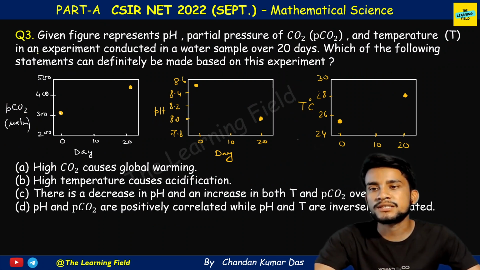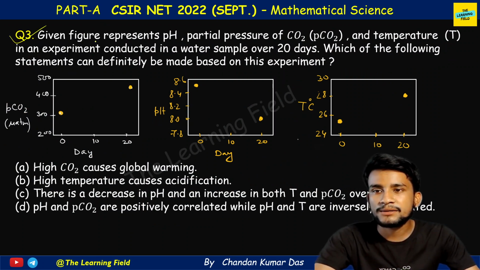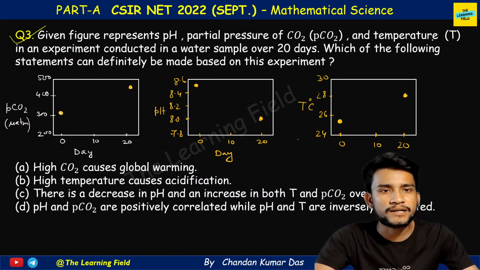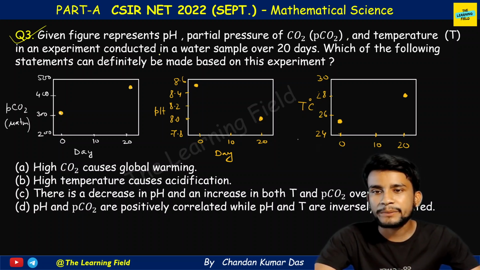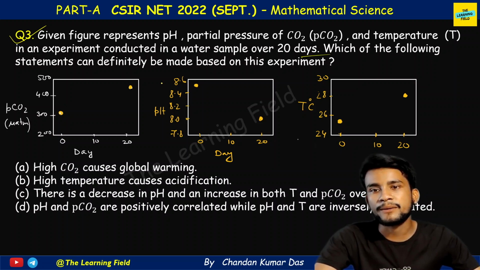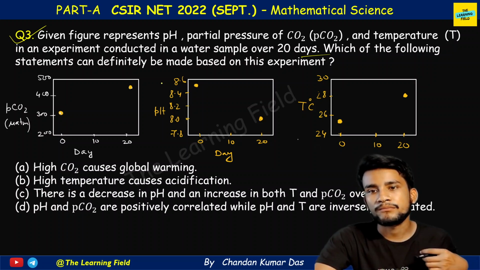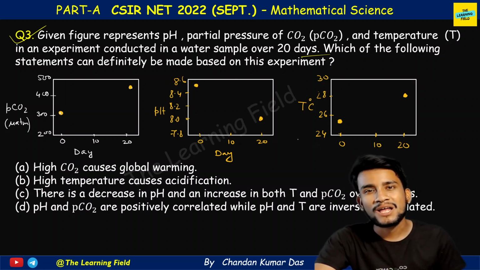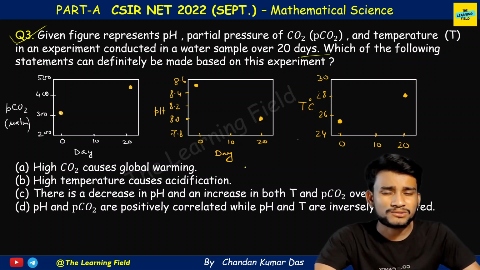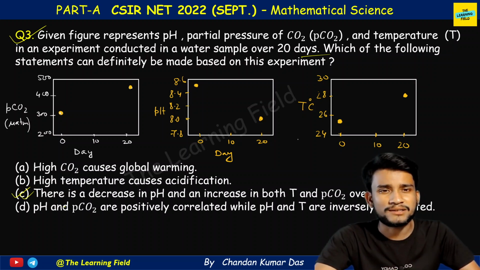Now going to the next question. Question number 3 says that a given figure represents pH, partial pressure of CO2 and temperature T in an experiment conducted in a water sample over 20 days. Which of the following statements can definitely be made based on this experiment? I am not sure about these questions, so I am not going into the explanation. Option C is the correct answer, I think, as per the answer paper, but I skip this question.